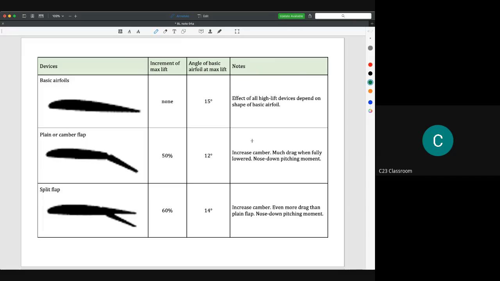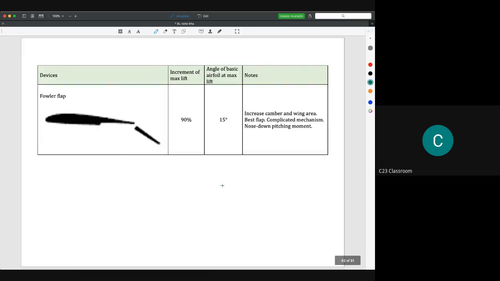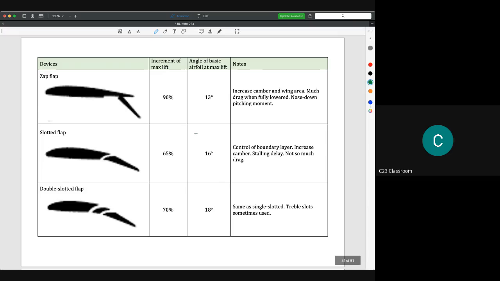For example, compared to the basic foil here, if we have a flap and then we have a split flap here, the increment of maximum lift force is 50%, and then this is 60%, and the angle of the basic airfoil at max lift is also changed a little bit. So this might be the highest increment of lift. So it is 90%, and also we have 90% for the Z flap here.